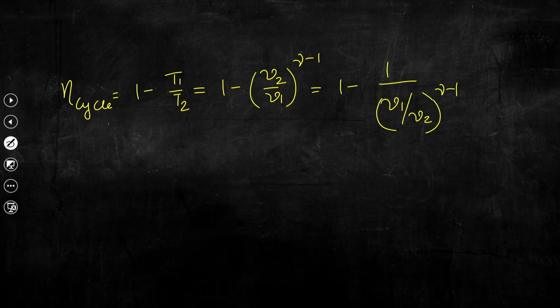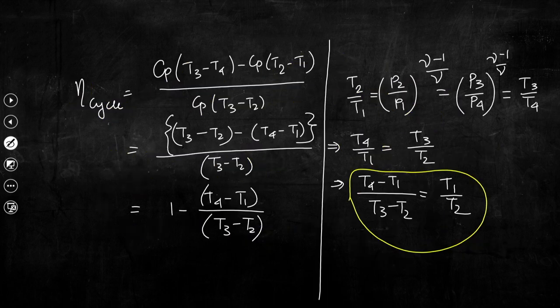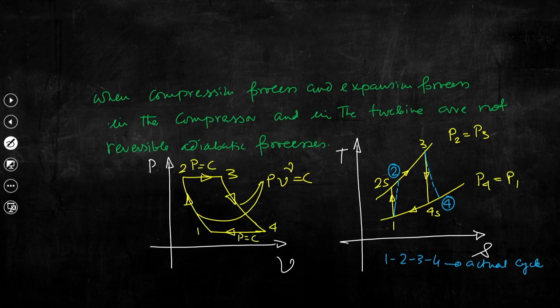What is V 1 by V 2? Again, if we go back to the PV diagram, this is V 1, and at the end of the compression process the volume has reduced. It is because of this reduction in volume that we could increase the pressure from P 1 to P 2. And the ratio of V 1 by V 2, if you try to recall, we discussed in the context of the Otto cycle, is known as the compression ratio.